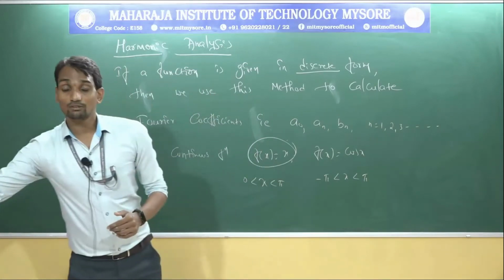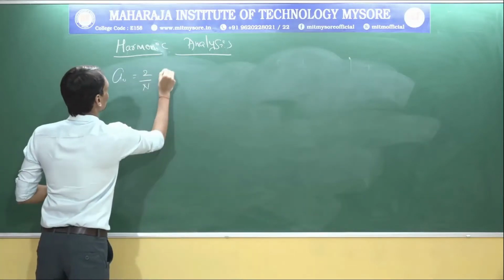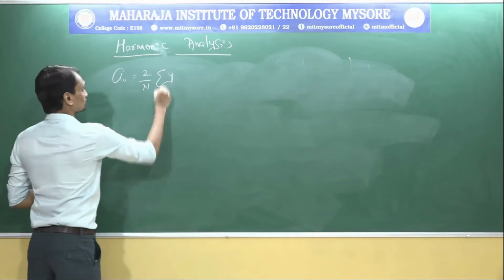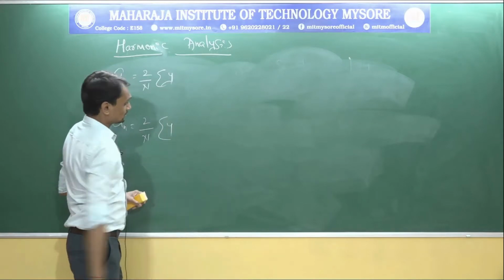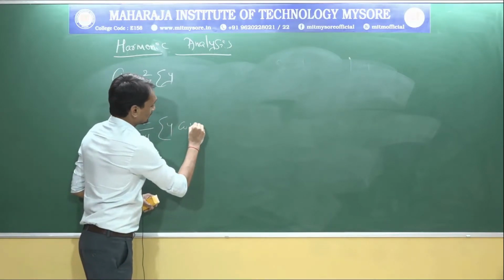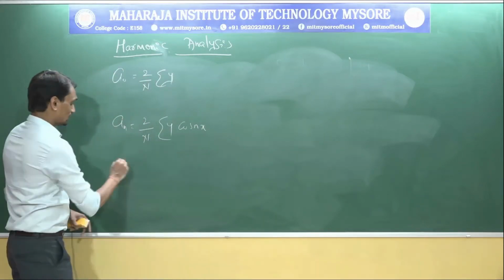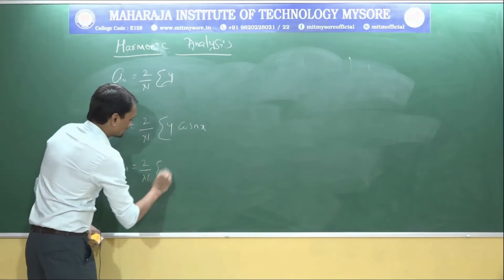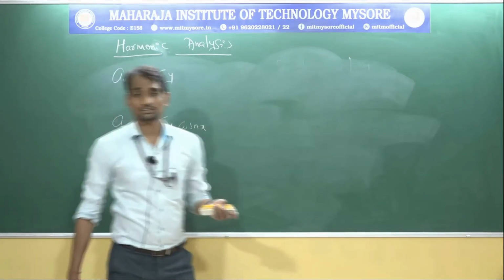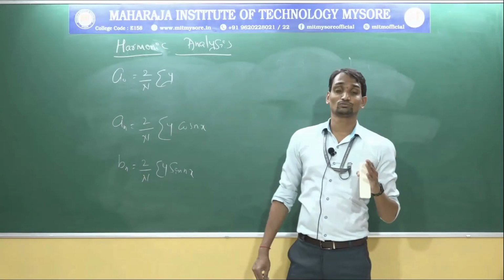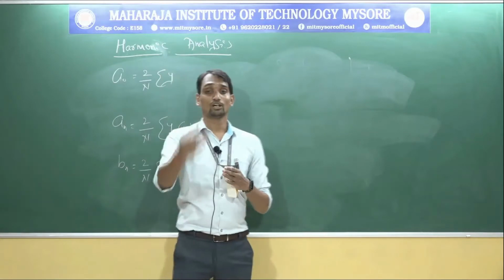Now I will write the formula for harmonic analysis. a0 equal to 2 by n into summation of y. an equal to 2 by n into summation of y into cos nx. bn equal to 2 by n into summation of y into sin nx. I will take the periodic function first, then move on to the arbitrary function formula.